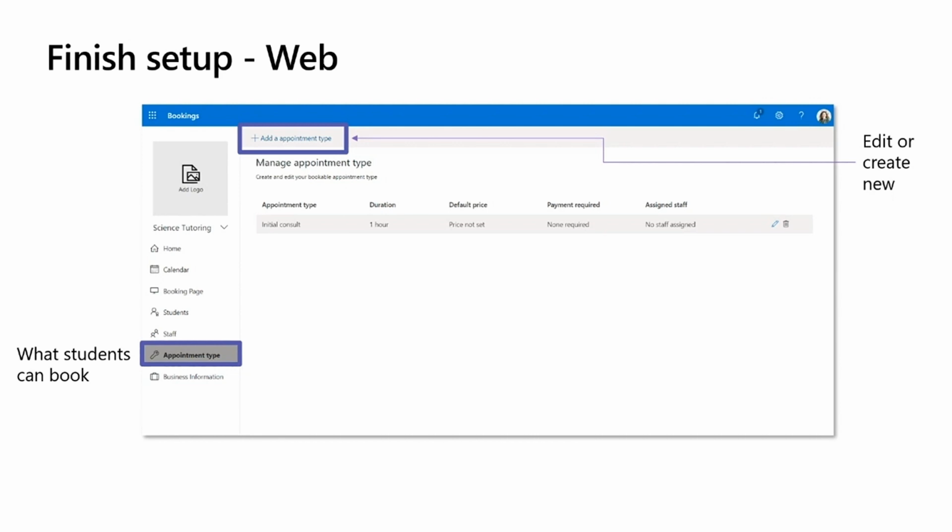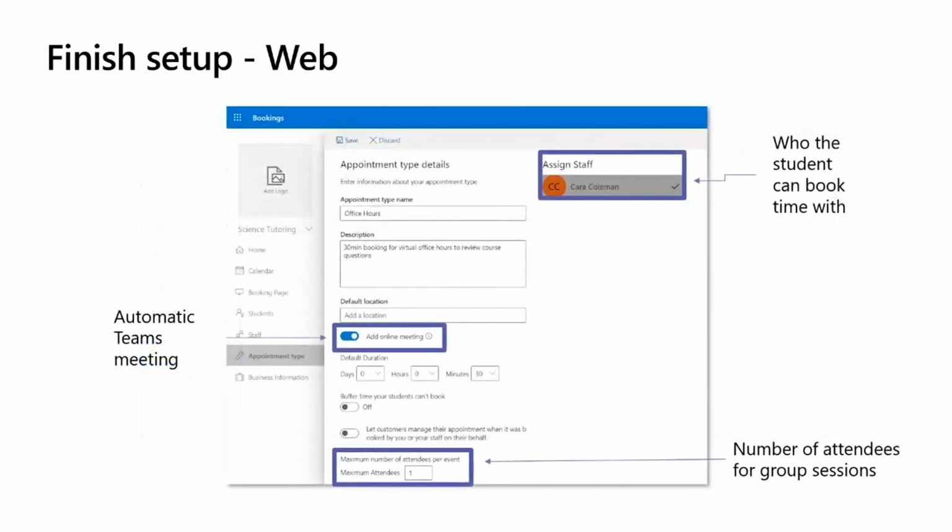But this is where I can go through. I can click on appointment type, add new appointment type, and that's where I can then create, for example, my office hours. I can then assign the staff who will be part of it. I can then also automatically add a Teams meeting. And that's really great to see the Office 365 environment working together, meaning I don't even have to send a meeting link. It all happens automatically. And you can even do group sessions where it says number of maximum attendees. You can set that to be 1, 5, 10, which is useful for group office hours also.